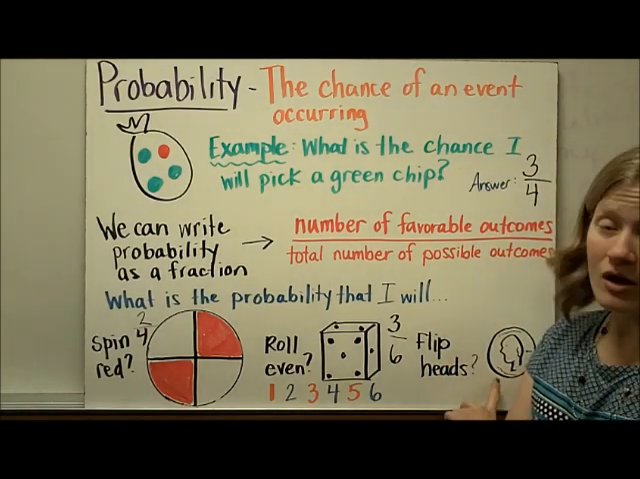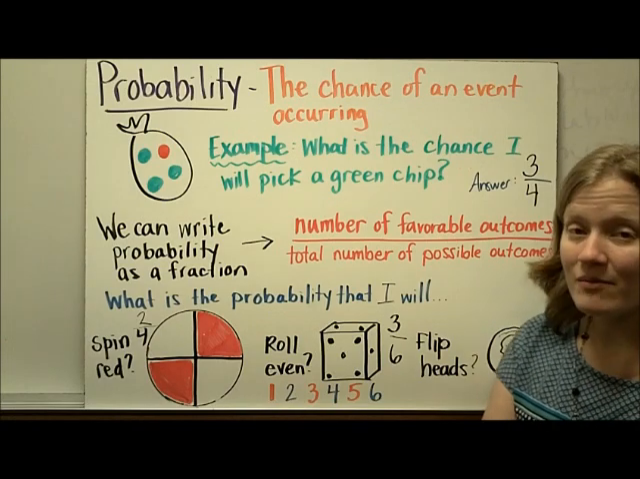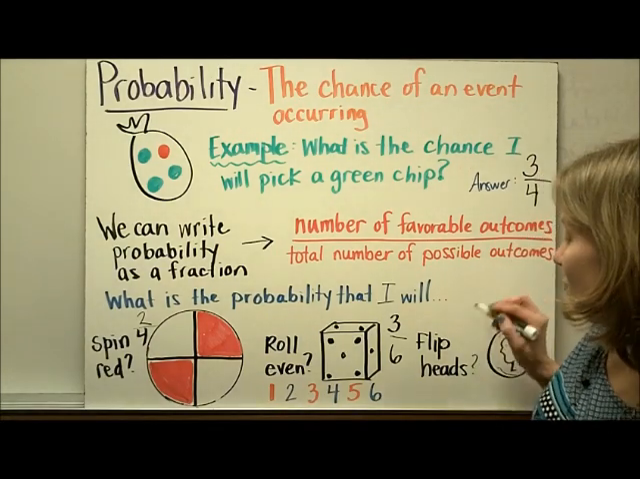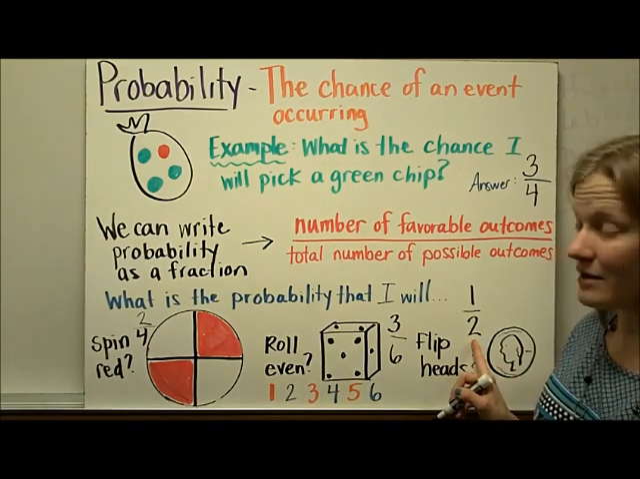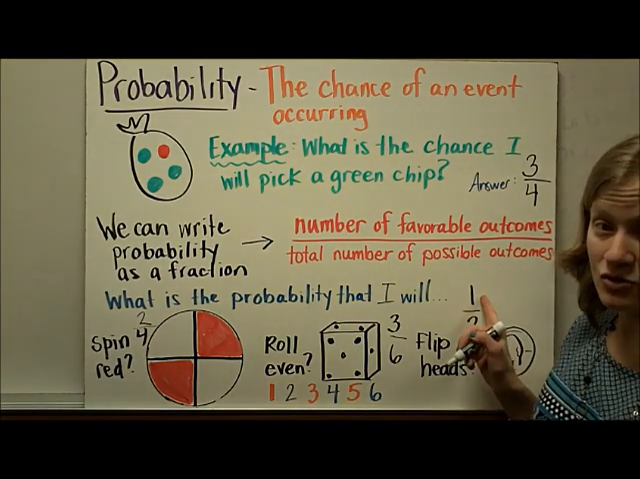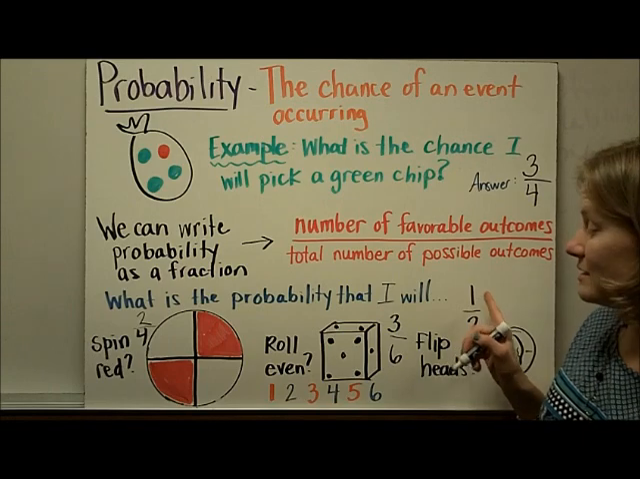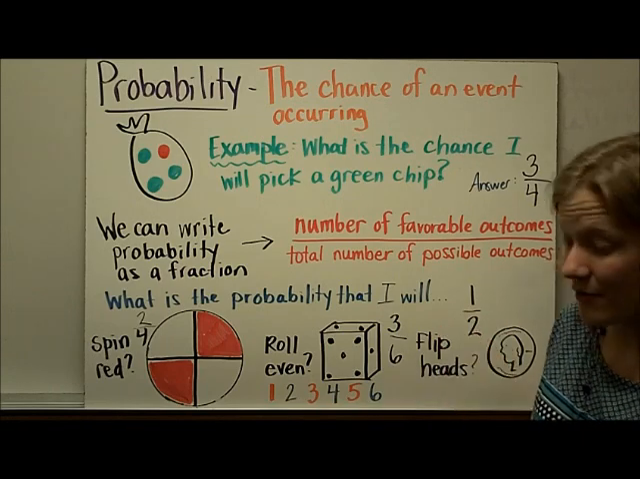And if I had a coin, a regular coin, the probability that I would flip heads would be 1 out of 2, because the coin has 2 sides, heads and tails, and heads is one of those choices. The favorable outcome would be heads in this case, and there's only 1 head on a coin.